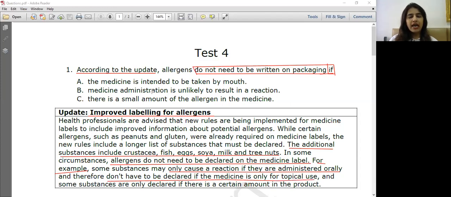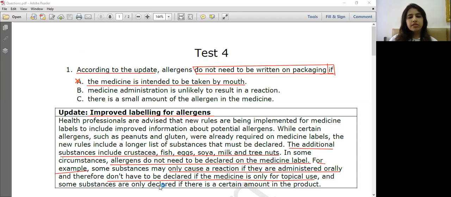Now here I have something about taking orally. It says the medicine is intended to be taken by mouth. Now see, this is the reason why having a clear focus is very, very important. What we were looking for is when not to mention. Here it says that they are not to be mentioned if the medication is to be applied topically, whereas A says if the medication is to be taken by mouth. So then this is wrong.